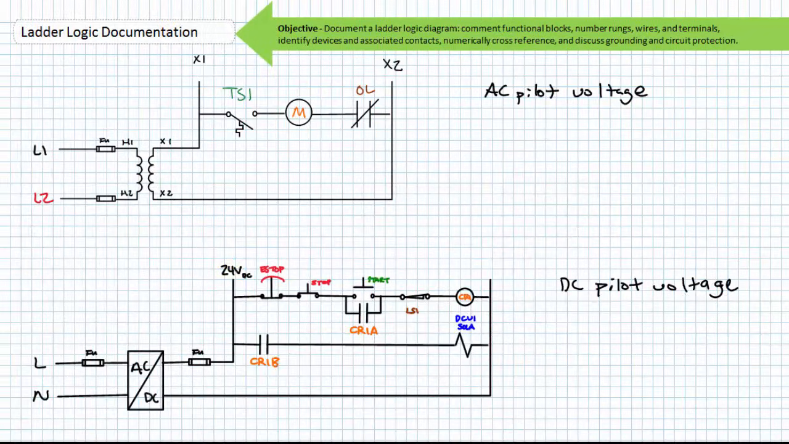Before we move on to illustrated example problems, let's discuss grounding and circuit protection practices. Recall that pilot voltage is ordinarily provided by a step-down transformer in the case of AC pilot voltage, or a DC power supply in the case of DC pilot voltage. Circuit protection devices like fuses can be incorporated in the high, low, or both sides of the control transformer, or the input or output of the DC power supply.